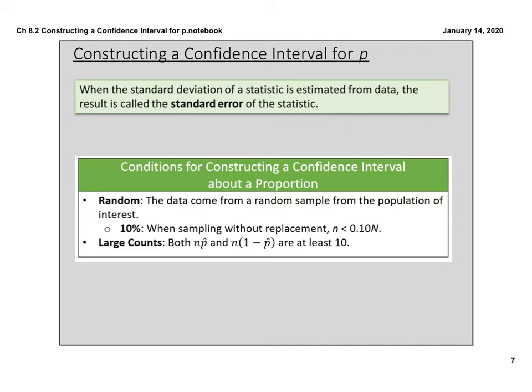Once those three things are met, then the next thing you're going to look for is the standard error of the statistic. It says, when the standard deviation of the statistic is estimated from data, the result is called the standard error of the statistic. So the conditions for constructing a confidence interval about the proportion, we talked about this: random, 10% condition, large counts condition. All of those things must be true before we can find that standard error.